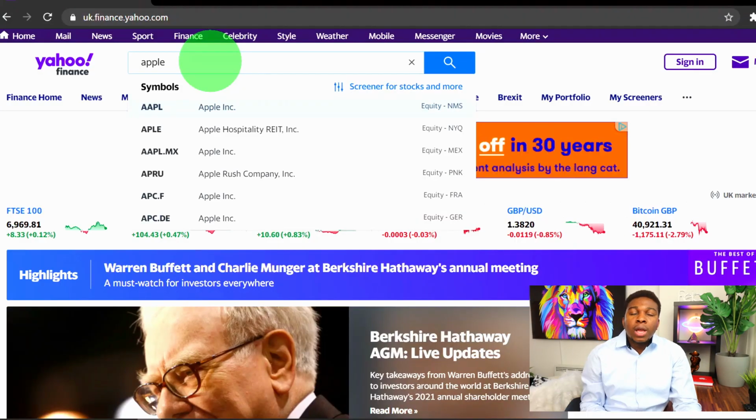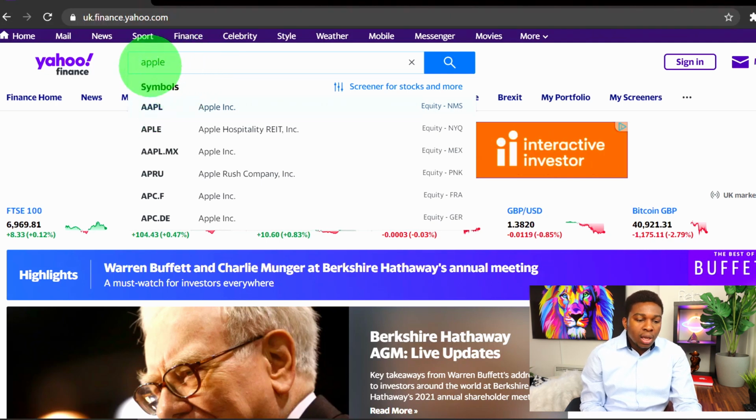One of the most popular websites for reading stock market prices is Yahoo Finance. It's free and it's popular. Are you ready to start reading the stock market chart? Here, you can either type the company or type the symbol for the company. So we're in the search bar of Yahoo Finance. Just type Apple. It's showing us Apple Incorporated, Apple Hospitality REIT, Apple Incorporated, Apple Rush Company. Our interest is the first one, which is AAPL, the symbol for Apple Incorporated as a company. So we click on it.